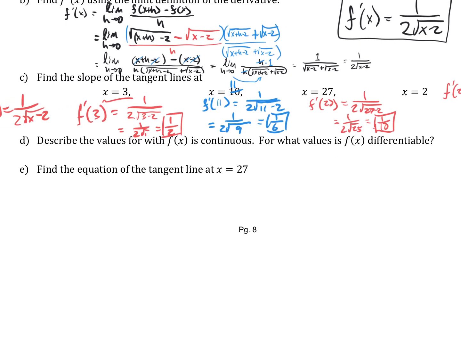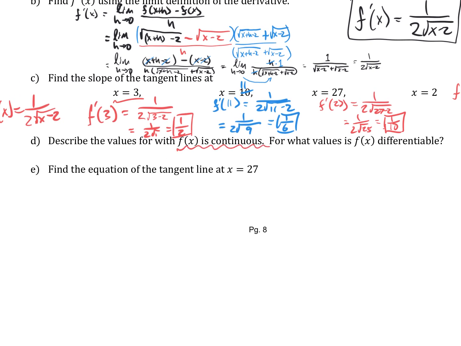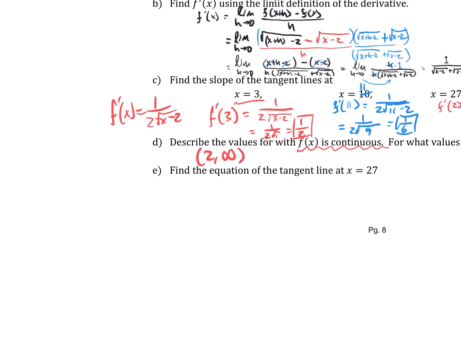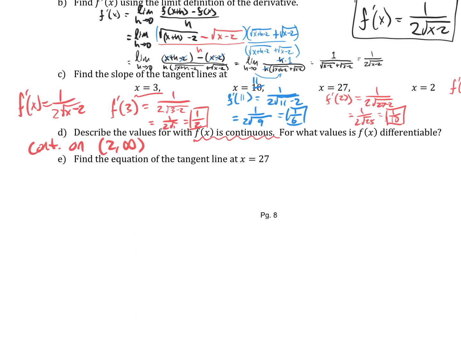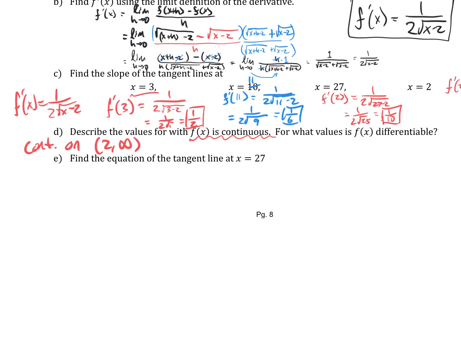Describe for which values f of x is continuous. Well, it's continuous for all numbers from 2 to infinity. However, for what intervals is f of x differentiable? Actually, let's clean this up. It's continuous on this closed interval because it's defined, so that should be closed on 2 there.